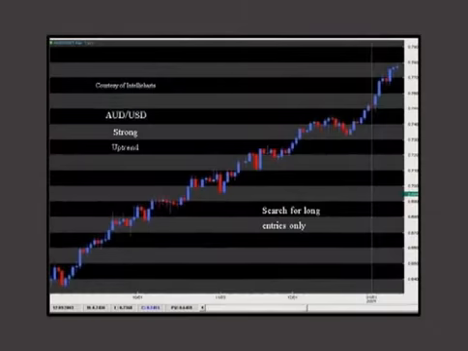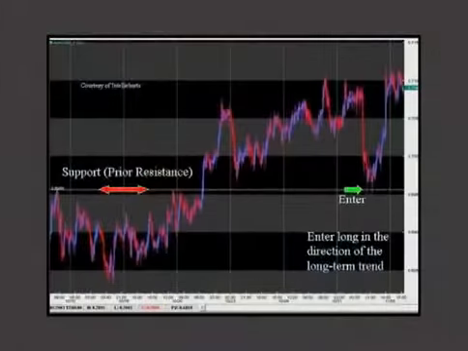I'm going to show you a daily chart first, and this is the Aussie US dollar. You can see very clearly it's in a really strong uptrend. So obviously, we're only going to search for long entries only. Okay? But this doesn't tell us where to enter. It just tells us the direction in which we want to trade. In order to pinpoint our entry, we're going to have to go to the hourly chart and look for some type of a pullback.